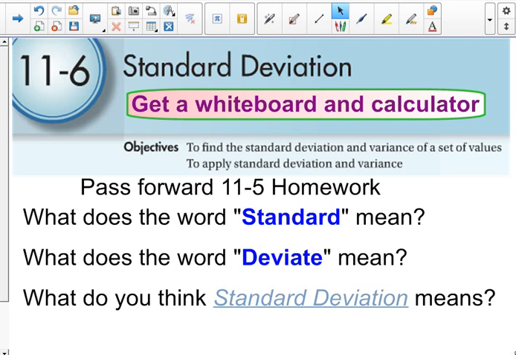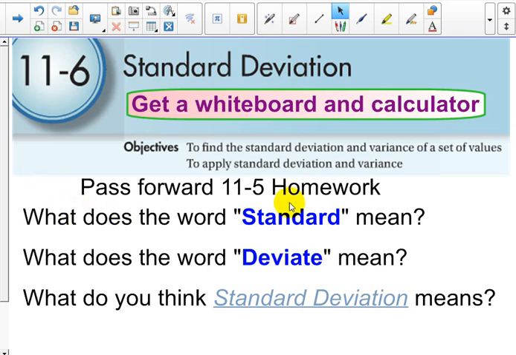Okay, so we've turned in 11.5 and we're going to start 11.6. 11.6 is all about standard deviation. And I've asked you to get a whiteboard and a calculator. Our objective today is to find the standard deviation and the variance of the set of values, and to apply that standard deviation and the variance.